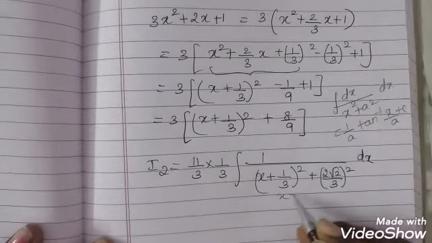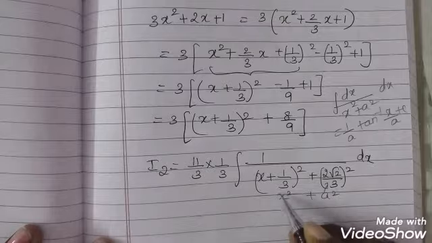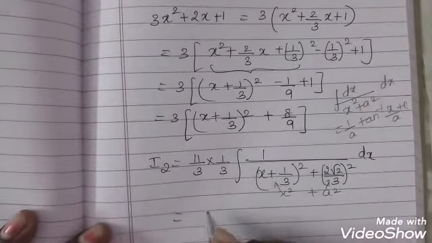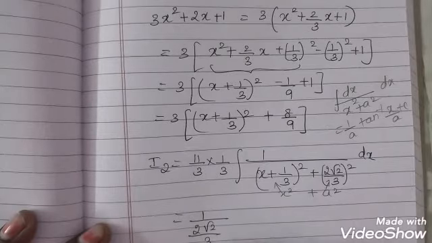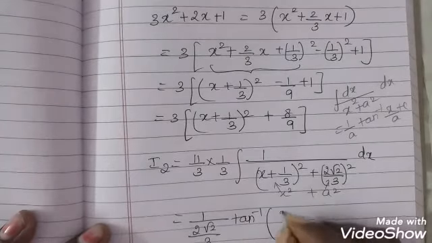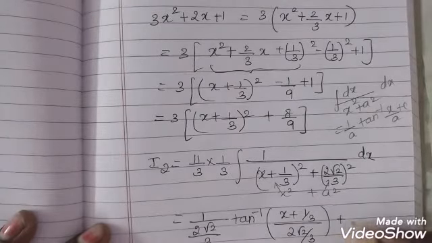So this is your x square and this is your a square. So your a is nothing but this and your x is nothing but here. Okay. So how do I write here? It's equal to 1 by a times 2 root 2 divided by 3 into tan inverse of (x plus 1 by 3) divided by (2 root 2 divided by 3) plus a constant.